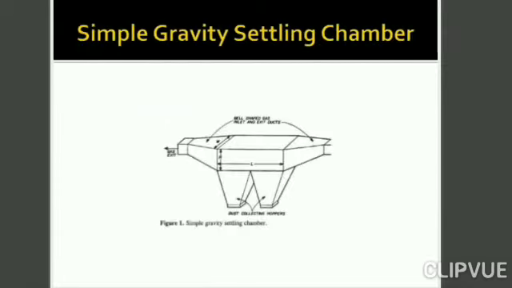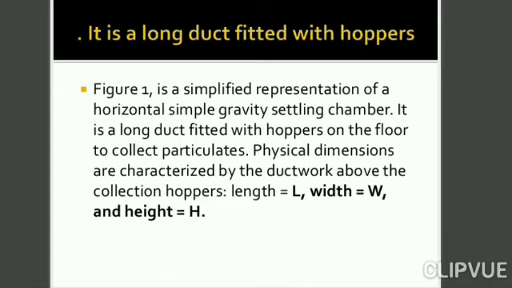The next one is the simple gravity settling chamber. This figure shows the simple gravity settling chamber. It is a long duct fitted with a hopper, and the figure is a simplified representation of a horizontal simple gravity settling chamber, a long duct fitted with a hopper on the floor to collect particulates.